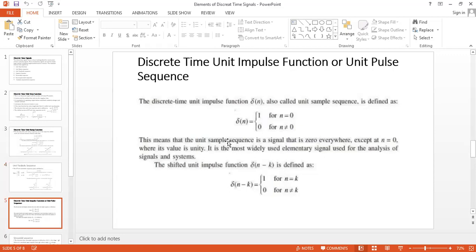This means that the unit sample sequence is a signal that is 0 everywhere except at n equal to 0, where its value is unity. It is a widely used elementary signal for analyzing signals and systems. The time shifted version is delta of n minus k, which is 1 for n equal to k, and 0 for n not equal to k.